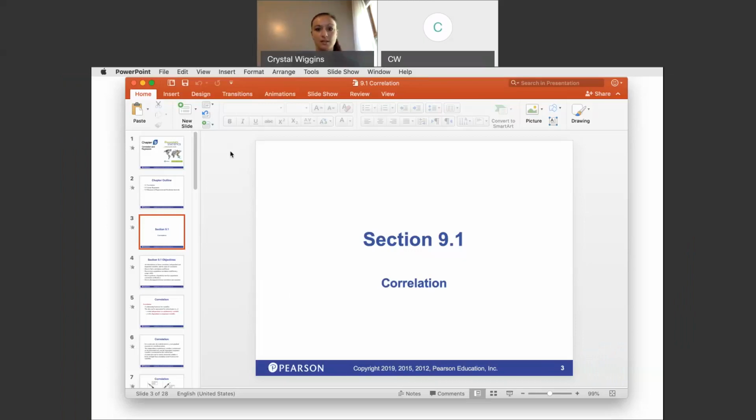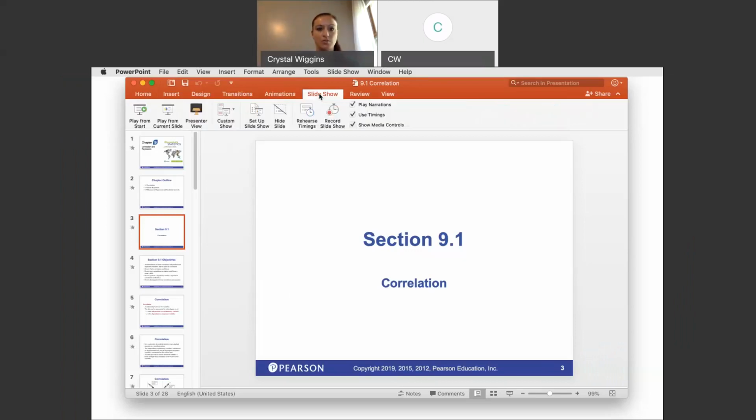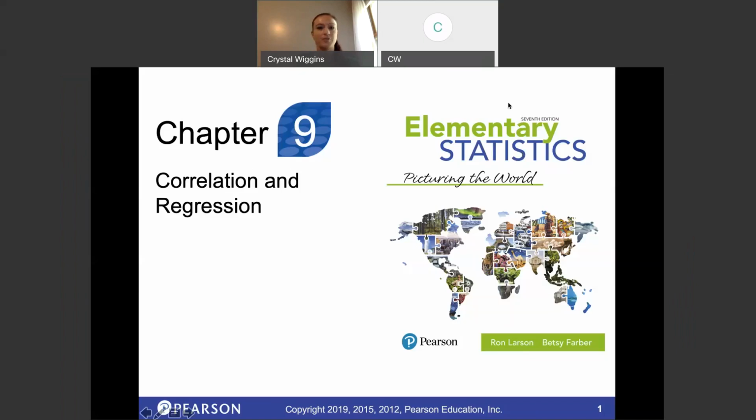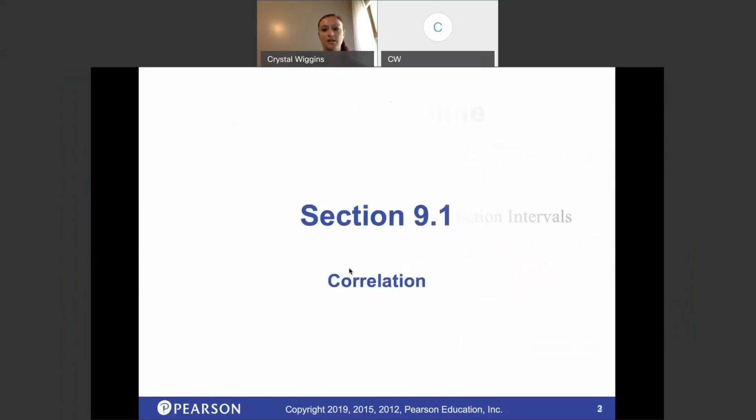So let me put this in slideshow mode. Actually, it's probably going to be easier if I don't put it in slideshow mode, but I will change that after. So let's run through section 9.1. Everything about correlation. And so, depending on where you took statistics one, you may have already been introduced to this topic. I don't typically get to it, so I always throw it in as the first topic in stats two.